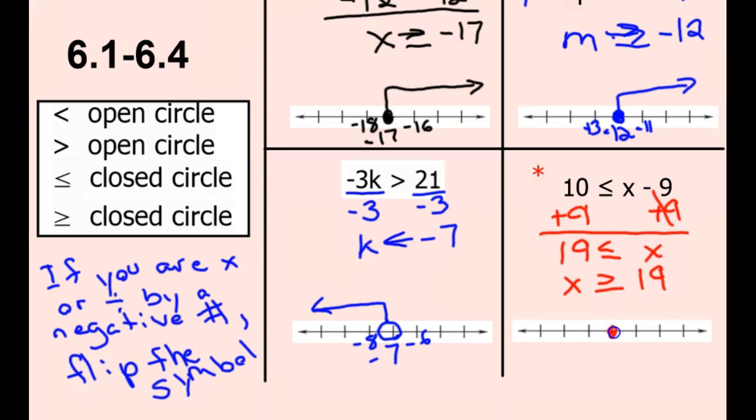Closed circle because we got a line underneath it at 19, pointing to the right. 1 greater is 20, 1 less is 18.